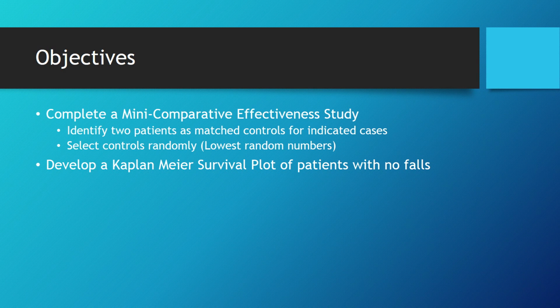Our objective today is to complete a mini comparative effectiveness study, and we would do that by identifying two patients as matched controls for the indicated cases. We would select controls randomly, and we would use the lowest random numbers. We would also develop a Kaplan-Meier survival plot of the patients with no falls.